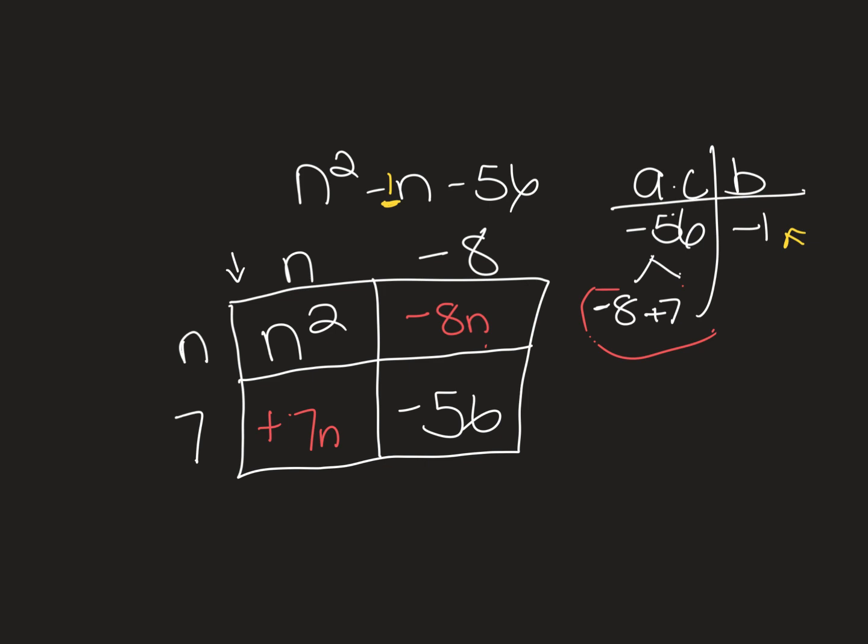Okay. So if I pull these out of the box, I have n minus 8, n plus 7, and those are my two factors.